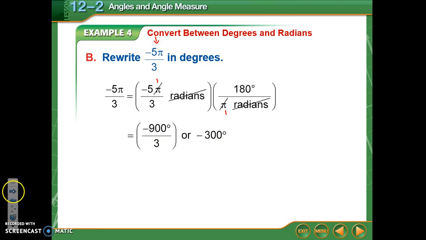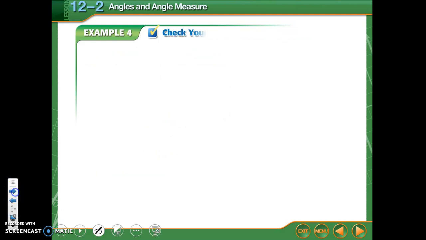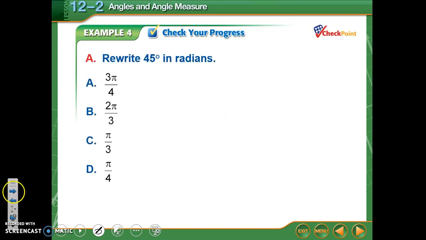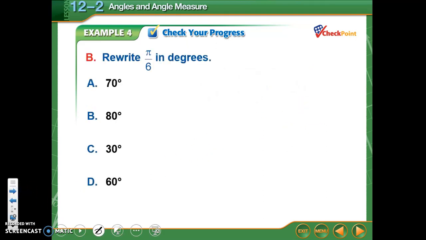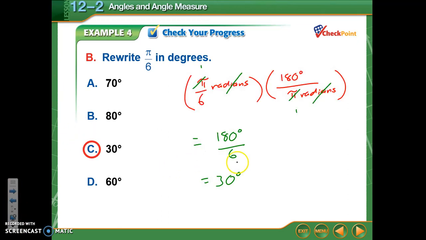So right now, you just need to be able to go back and forth. So try these next two. All right, 45 degrees in radians is pi over 4, and there's the work to do the conversion. 45 over 180 is 1/4, so I have pi over 4. All right, now we're going to go the other way. I'm going to take something that's in radians, pi over 6, and rewrite it in degrees. The answer here is 30 degrees, and there is the work for that conversion.